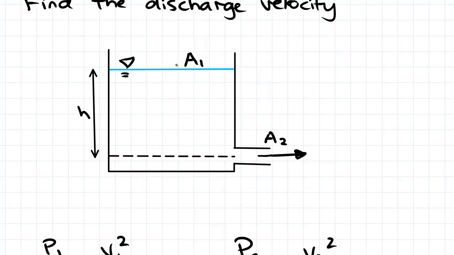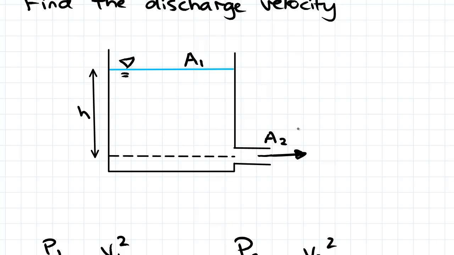The area A1, which is the area of the surface of the fluid, is far greater than the cross-sectional area A2 of the bit of pipe leading out of the tank. And what this means is that since A1 is much larger than A2, we can assume the height h changes an insignificant amount because only a small portion of the fluid is let out at a time.